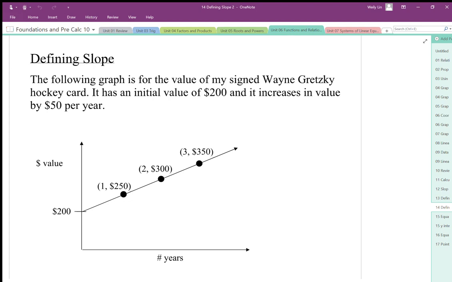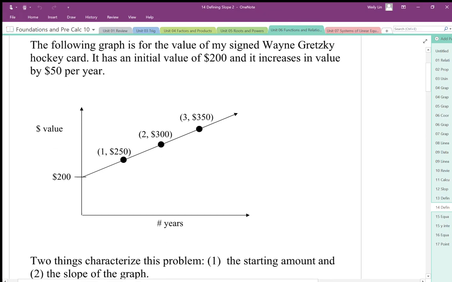The following graph shows the value of a signed Wayne Gretzky hockey card. The initial value of that card was $200, and it increases in value at $50 every year. So after the first year it's $250, the second year it's $300, $350, etc. So this is the relationship.